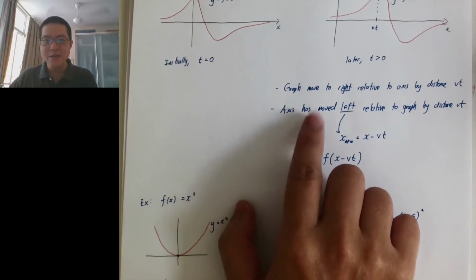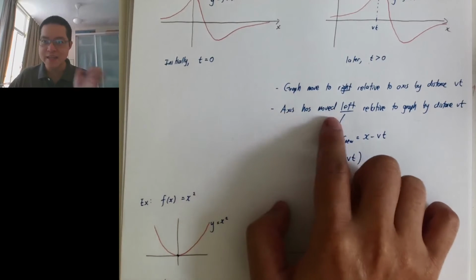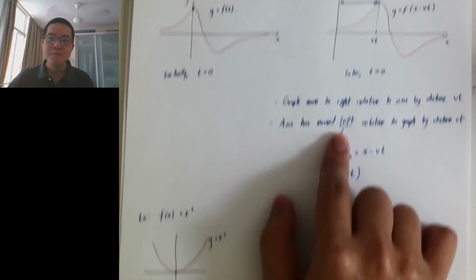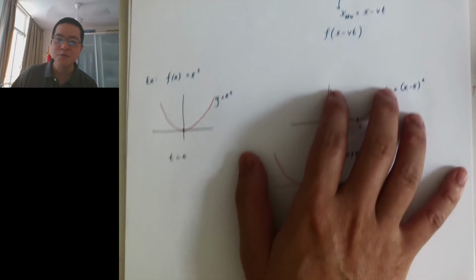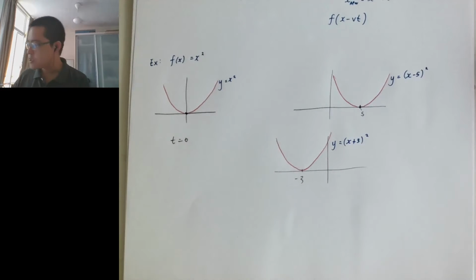Yeah, so the way I finally understood it is this second line. The axis moved to the left, because we imagine the graph moving to the right, right? So that's a good way to understand the situation.